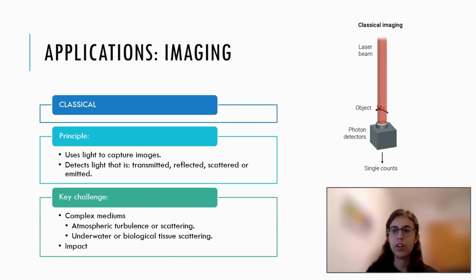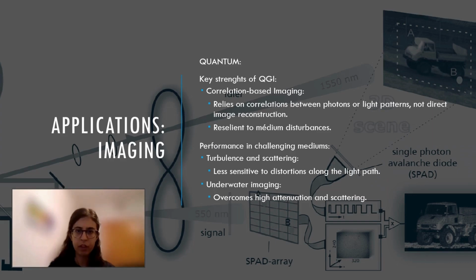So QGI has unique properties that make it well suited for overcoming these limitations. Since QGI relies on correlations between photons or light patterns instead of direct image reconstruction, it is resilient to medium disturbances. By analyzing correlations, QGI is less sensitive to distortions caused by turbulence or scattering along the light path. Moreover, underwater environments are particularly challenging due to the high attenuation and scattering, but QGI has been successfully demonstrated for imaging objects up to 9.3 attenuation lengths.